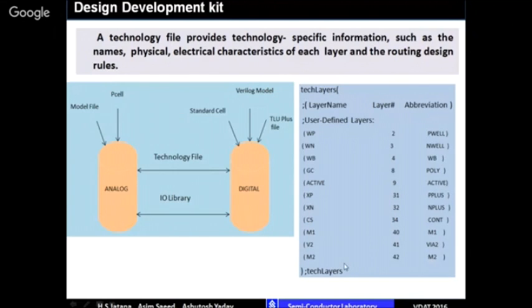These are the layers. So you can see here, for an analog design, what you need is a model file. Model file is a spice parameter. You need a P cell, which gives you all the layer information for placement, and you need some IO libraries and the technology files, like these files. What are the various layers? Then you can design the circuit.